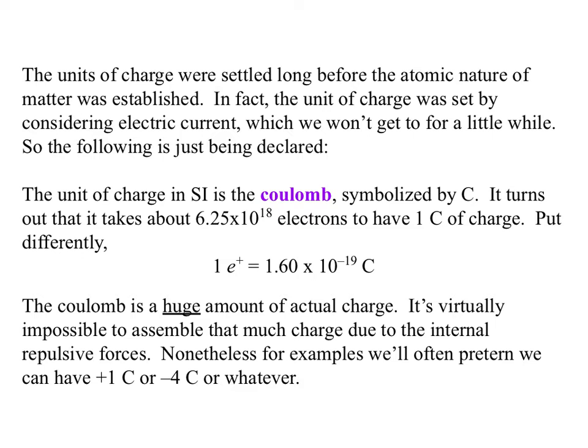It's symbolized by capital C. Turns out it takes about 6.25 times 10 to the 18 electrons to have 1 coulomb of charge. That is to say, 625, and then we need 16 other zeros. So 1, 3, 4, 5, 6, 7, 8, 9, 10, 11, 12, 13, 14, 15, 16. About that many electrons to get 1 coulomb of charge.